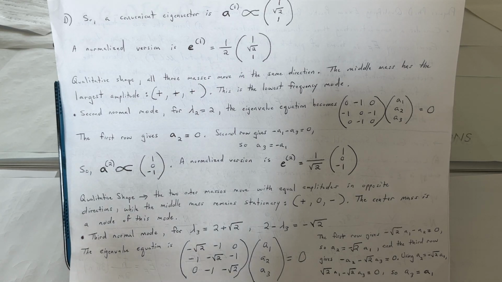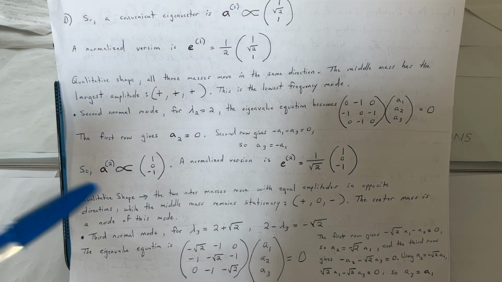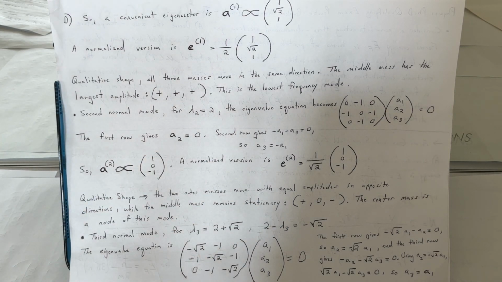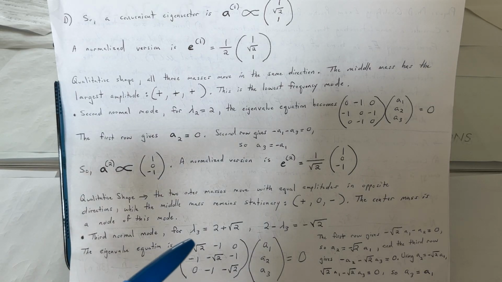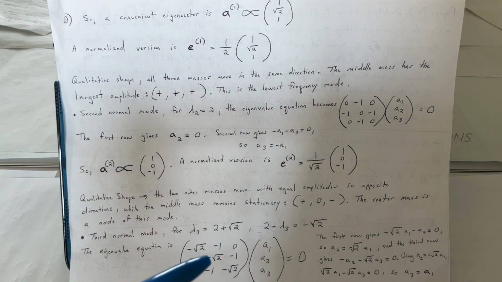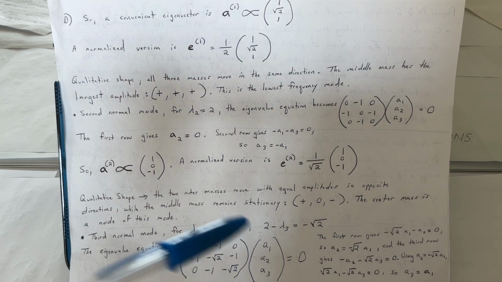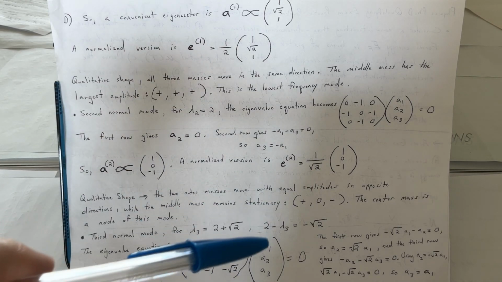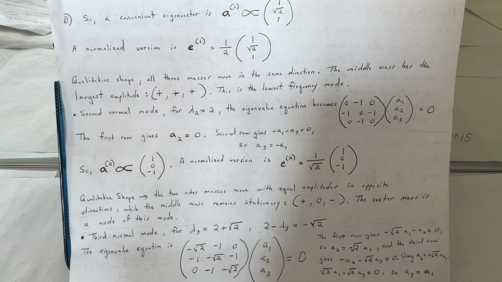So the third normal mode, for lambda sub 3, is 2 plus square root of 2. 2 minus lambda sub 3 equals negative square root of 2. We have the eigenvalue equation here. First row of the matrix: negative square root of 2, negative 1, 0. Second row: negative 1, negative square root of 2, negative 1. And third row: 0, negative 1, negative square root of 2. Times this column a sub 1, a sub 2, a sub 3 equals 0.